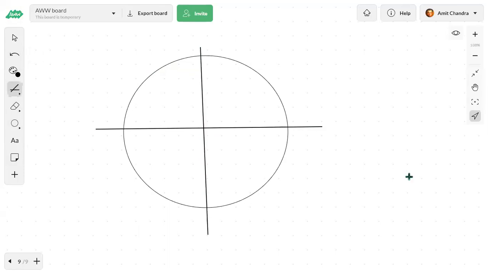Okay, so suppose you have a circle, and suppose I'm taking a point here, that means I'll draw a line here, right? So this is the point P, and this is the angle theta. Then what will be the coordinates of this point?